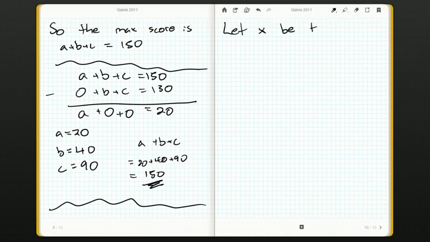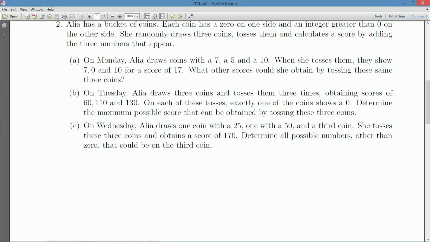So let X be the non-zero value of the 3rd coin. Now, we could be smart about this and realize, well, if she flips the coins and obtains a 170, the 25 and the 50 are not enough on their own. They would give a total of 75. So they wouldn't be enough to get this 170. So no matter what happens, she had to flip the 3rd coin X side up.